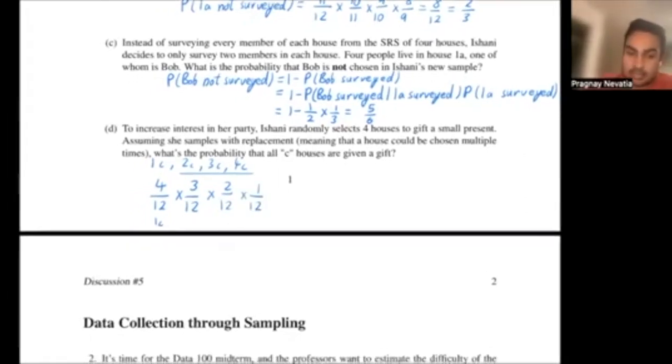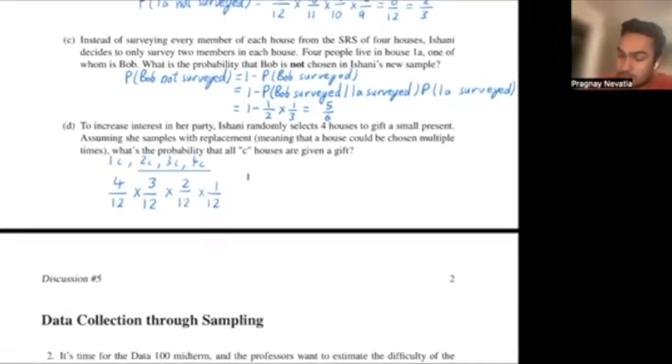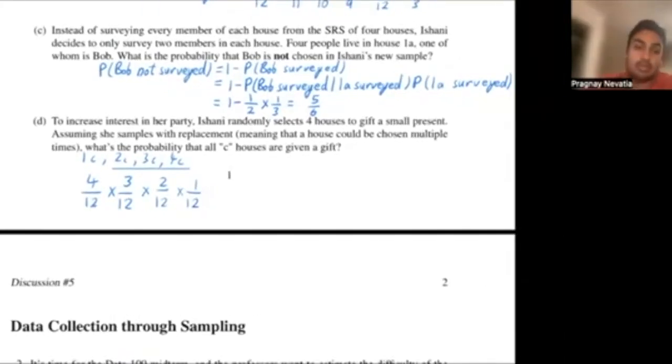Now again, this is how you can sample. This is the probability of all the C houses being selected in this scenario. You could also write this as 4 factorial over 12 to the 4. Okay, so hopefully that was some good review for the probability exercises.